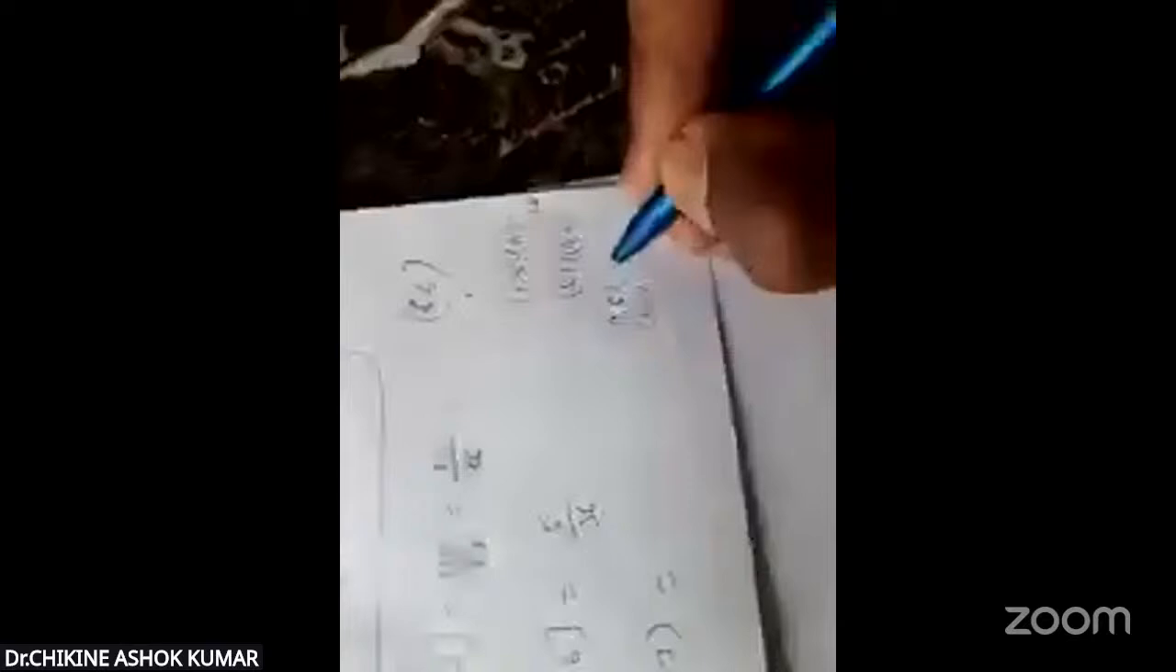Okay, so the sum is 7: 6 1, reverse case, 2 5, 5 2, next 3 4, 4 3. So these are the only 6 combinations out of 36. So 6 by 36 means 1 by 6 chance. These are the different problems based on the addition theorem on probability.